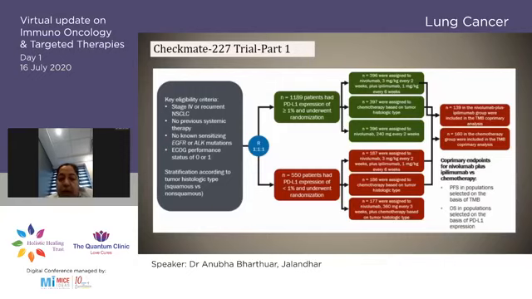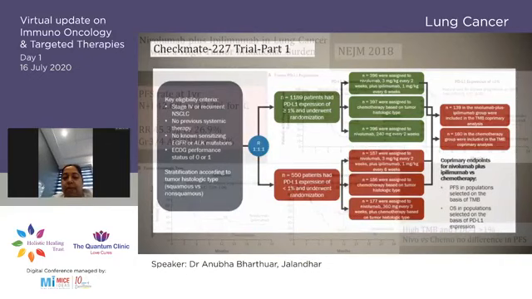In the 1B part of this trial, the patients were subdivided with those who had PD-L1 less than 1% given either nivo plus ipi or chemotherapy alone, and the last group received nivolumab plus chemotherapy. There were co-primary endpoints for nivolumab plus ipilimumab versus chemotherapy, which is what was published. They looked at the PFS in these populations based on TMB and also the overall survival in the entire cohort. Next slide, please.